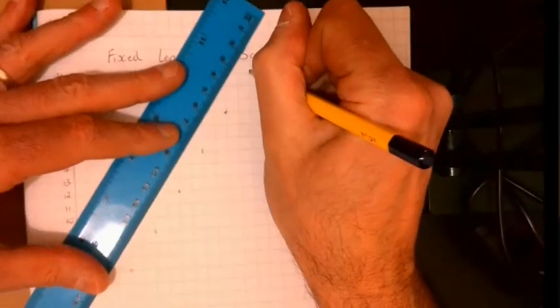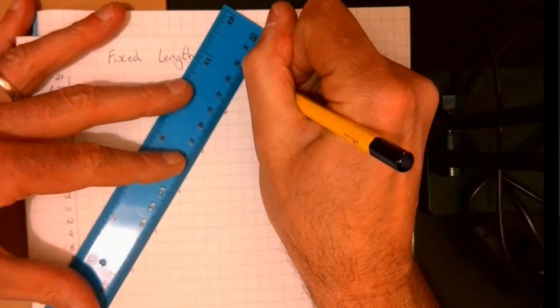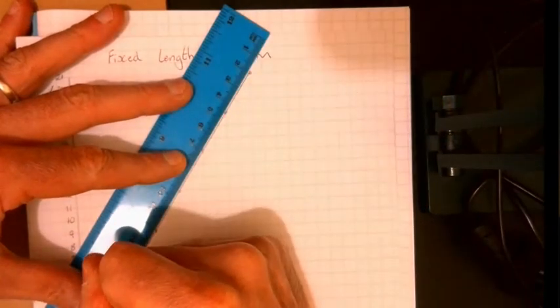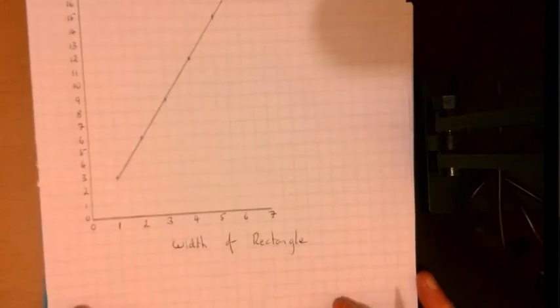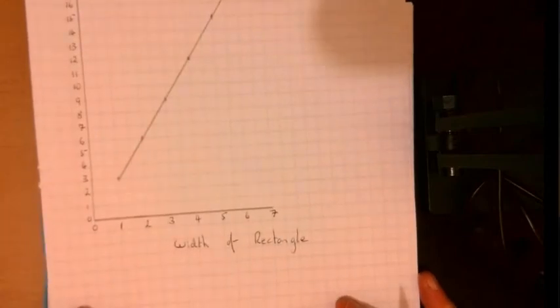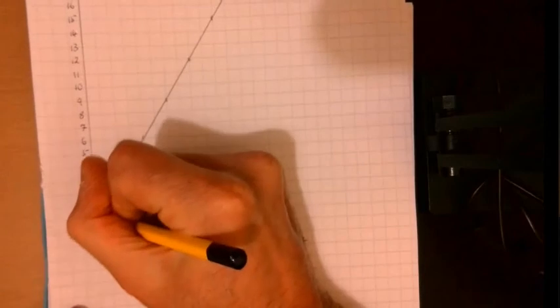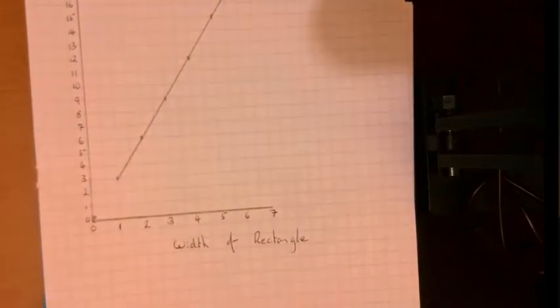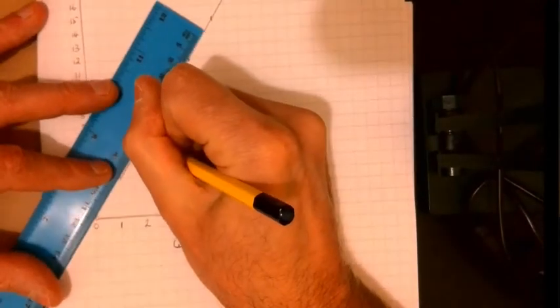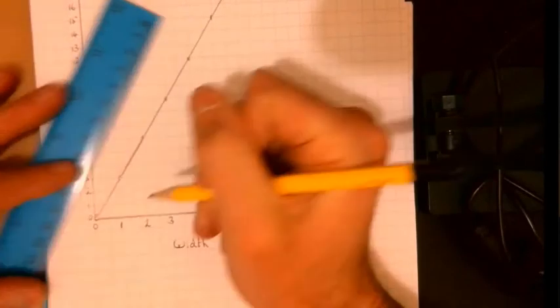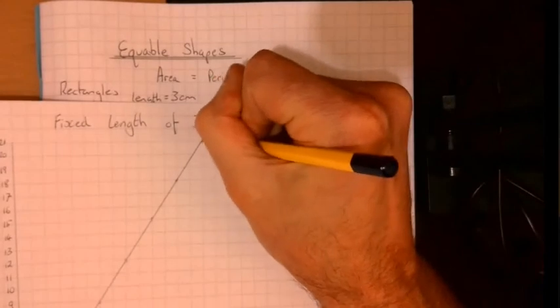Right, so we've got the area line. So that's area. Oh, wait a minute. What would the area be if the width was 0? It'd be 0, wouldn't it? So why not go all the way down there? Go all the way down. One nice straight line. Okay, so that's the area.